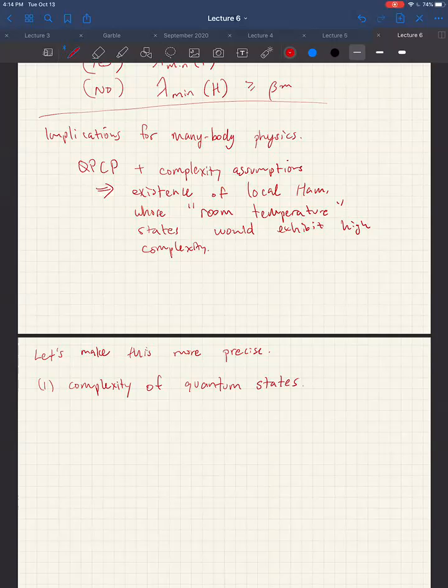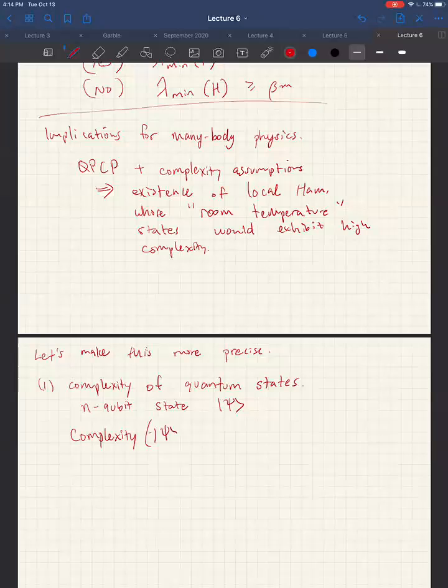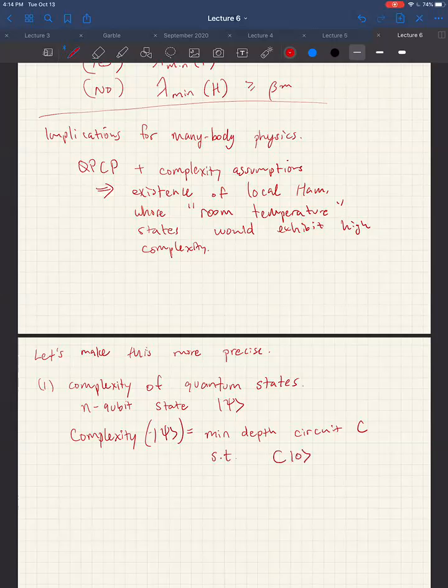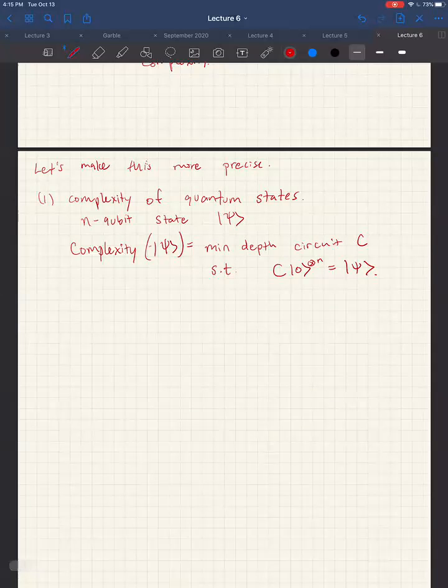Okay, so let's say you're given an n qubit state. Then I'm going to define its complexity to be the minimum depth of a circuit that's required to create this state. This is where if you took this circuit and you applied it to, say, some initial state, like the all zero state, you would actually get the desired target state. All right. So let's get a feel for this measure.